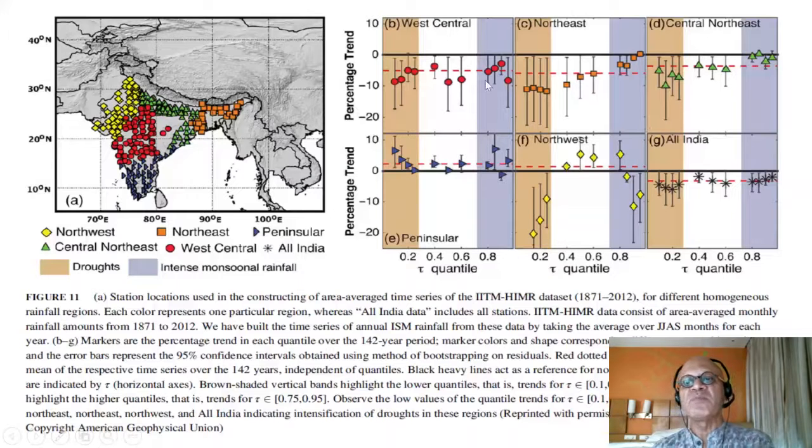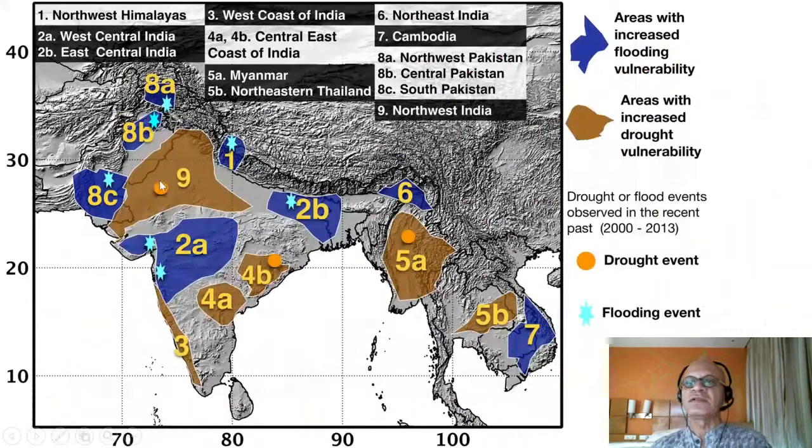Okay, so the main point I would leave with is that there are regions which have a tendency towards increased vulnerability to droughts, and there are many regions which have an increased tendency towards flooding. And this is looking at drought or flood events that occurred in the recent past, between 2000 and 2013. So you can see these regions have seen droughts, and these regions in stars have seen flood events. So there has to be a consistency in general, but it's not always understood.